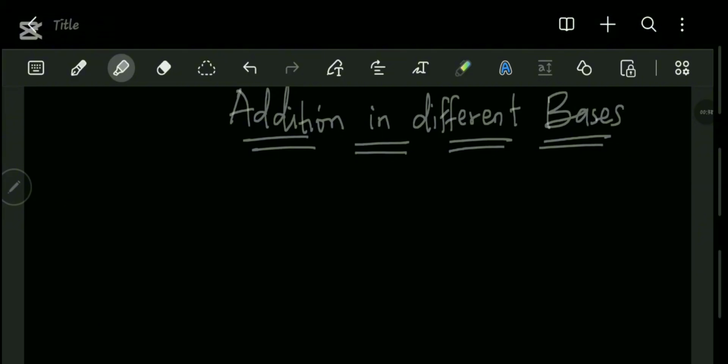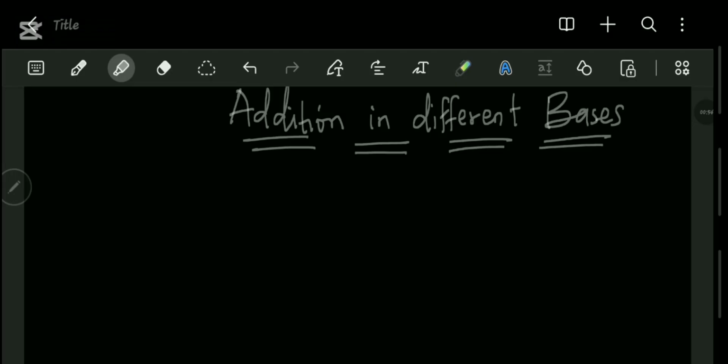For some weeks now, we've been on number-base operations, right? And for today, we are going to be discussing how to add numbers in different bases. But before that, let's take our attention back to something.